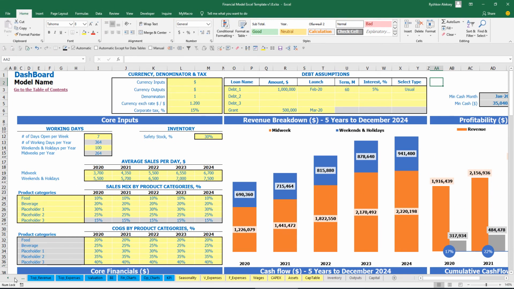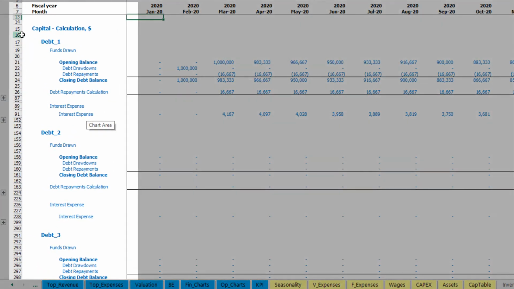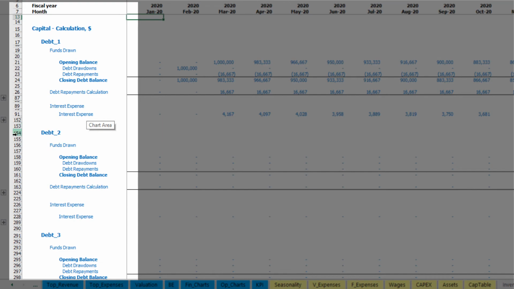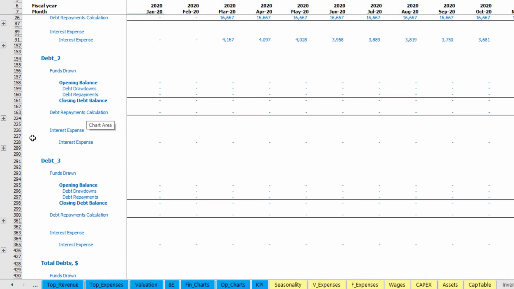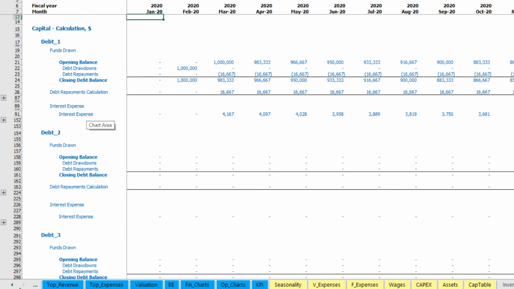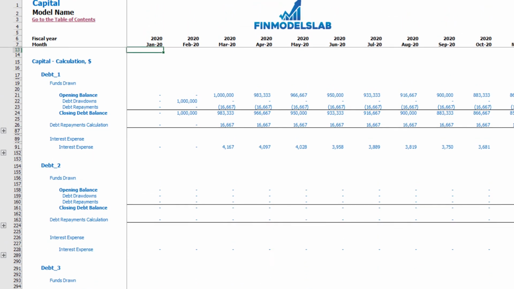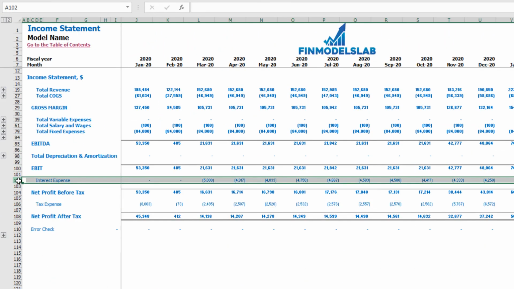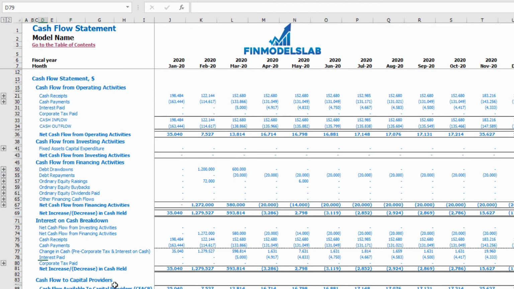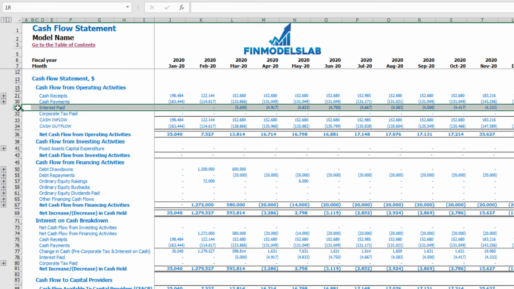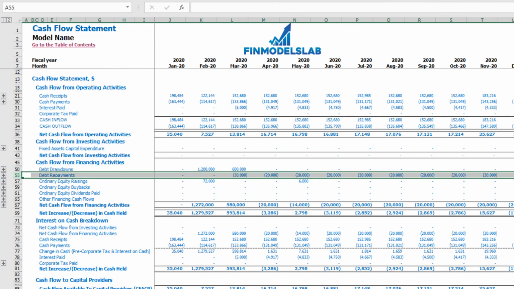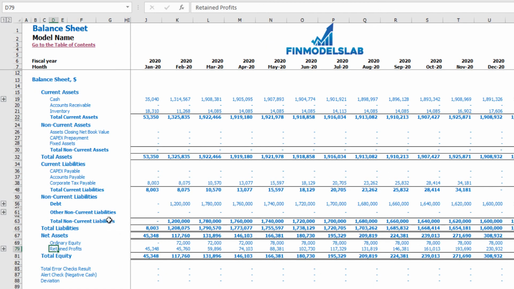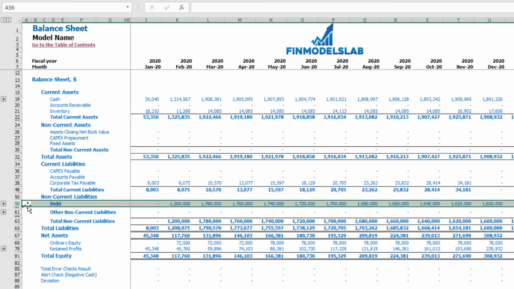All the calculations of the debts you may see on the capital tab. Calculations for debt number 1, debt number 2, debt number 3, and total debts with grants. These calculations impact the income statement, interest expenses, the cash flow, interest paid, debt drawdowns, debt repayments, and on the balance sheet you have the debt closing balance.